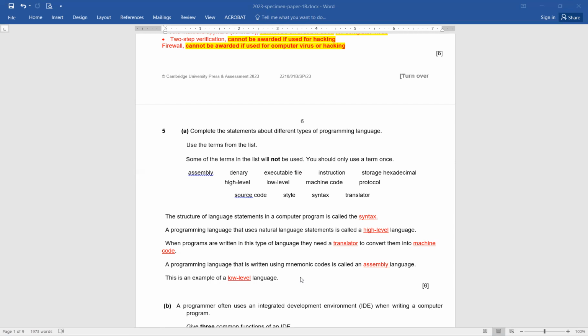A programming language that uses natural language statements is called a high-level language. The ones that humans comprehend, the ones that are closer to human language, are the high-level language. When programs are written in this type of language, they need a translator to convert them into machine code. I think this is something that we all know. A programming language that is written using mnemonic code is called an assembly language. This is an example of a low-level language. So in this manner, there are 6 blanks. You have to select from the available list, and you can easily score 6 out of 6 in this question.